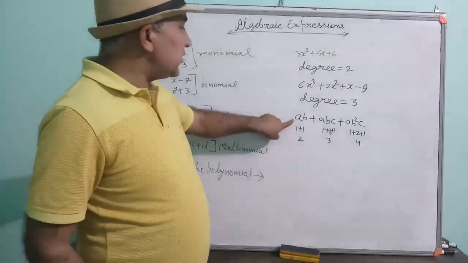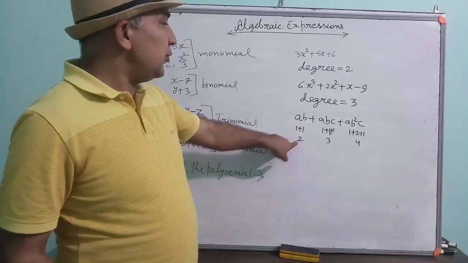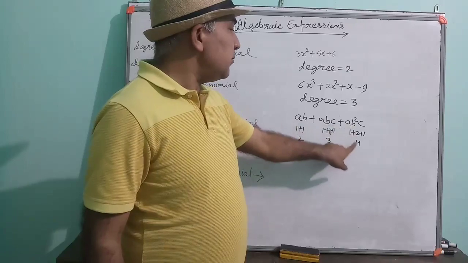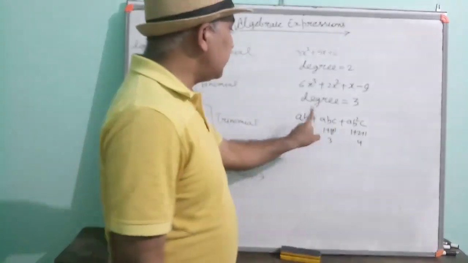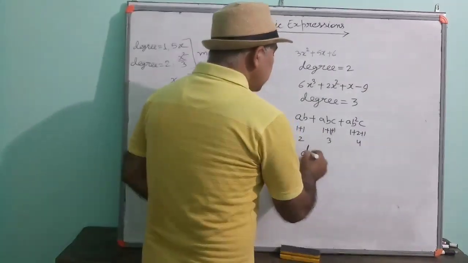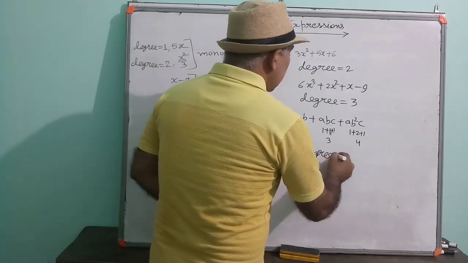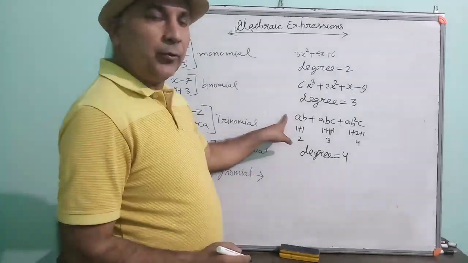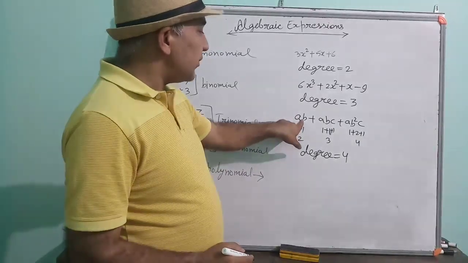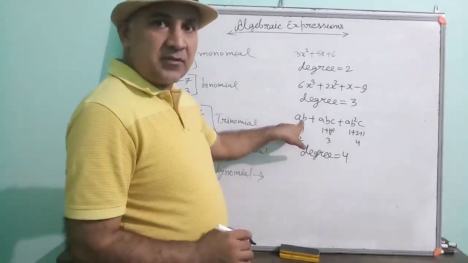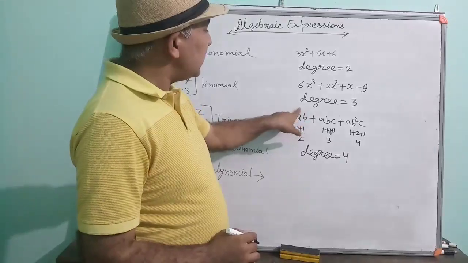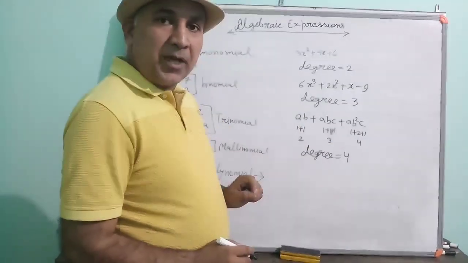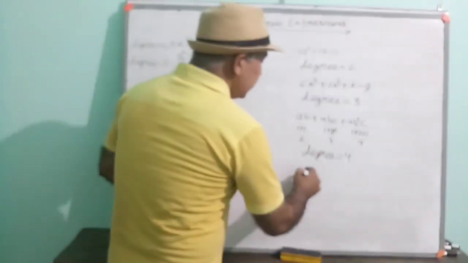That means in this term the power is 2, in the second term power is 3, in the third term power is 4. So what will be the degree of this expression? Here the degree will be 4. This is the noted point for you. If the variables are multiplied in the given terms, then first we add their powers and then after we will check the maximum power. Okay, see one more example.